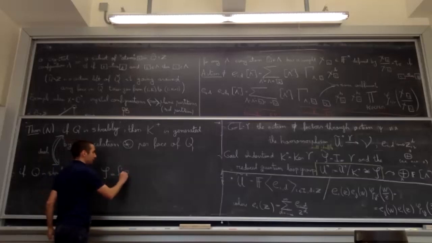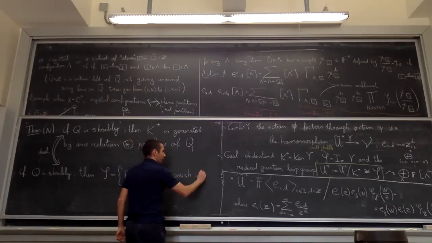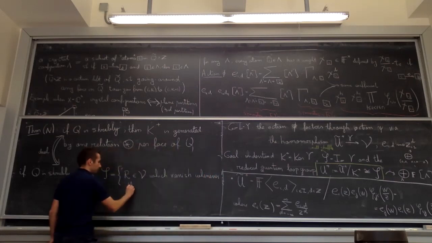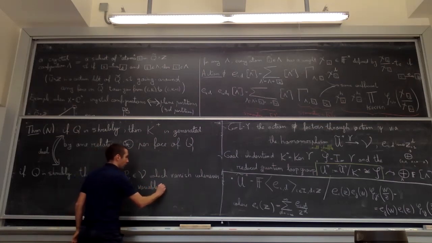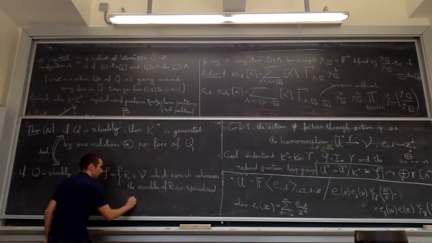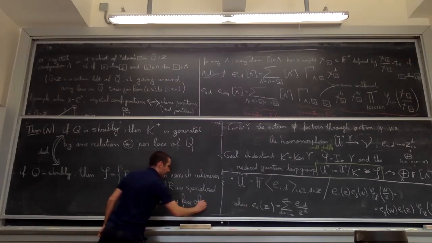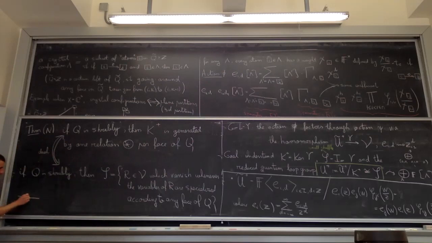S is going to be the subset of Laurent polynomials in V which vanish whenever the variables of R are specialized according to any face of Q. I'll tell you what this means in a sec. So let's take our favorite face, namely a triangle with vertex colors 1, 1, 2, and the equivariant parameters of these edges were T1, T2, and T3. What I will do is associate variables in the shuffle algebra to these: Z11 here, Z12 here, and Z21 to this vertex.